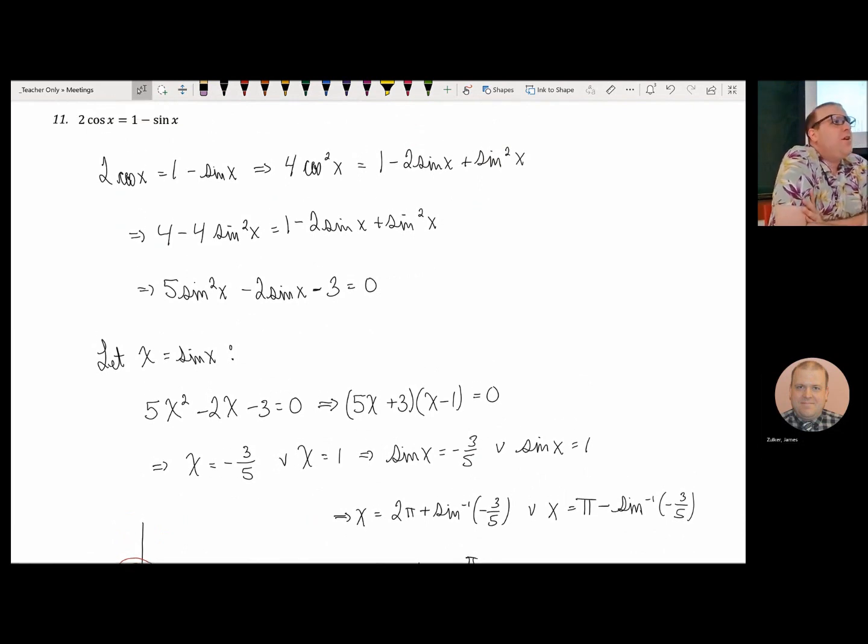Pi over 2 is simple enough. Cosine of pi over 2 is 0. Sine of pi over 2 is 1. You get 0 equals 1 minus 1, which is true. So pi over 2 is a solution.